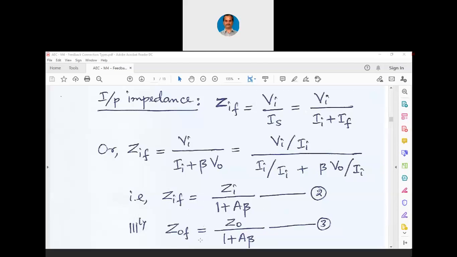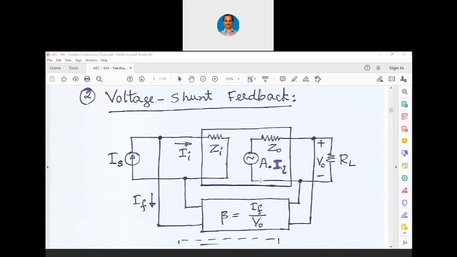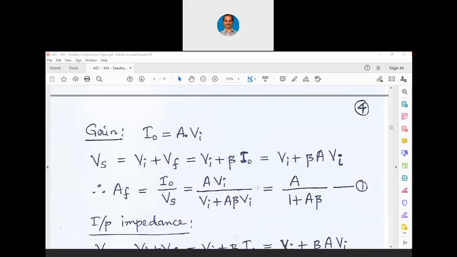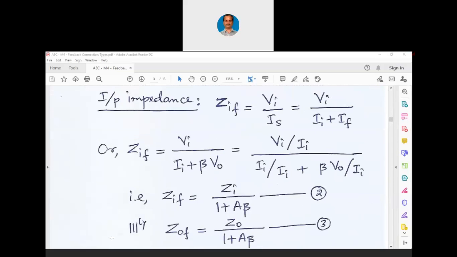Similarly, Zof also can be derived as Zof, output impedance with feedback, is equal to Zo divided by 1 plus A beta. So in this particular connection of voltage shunt feedback, because of voltage at the output taken, output impedance is reduced. Whereas in series feedback, voltage shunt feedback, because of the shunt connection at the input, even input impedance is reduced.